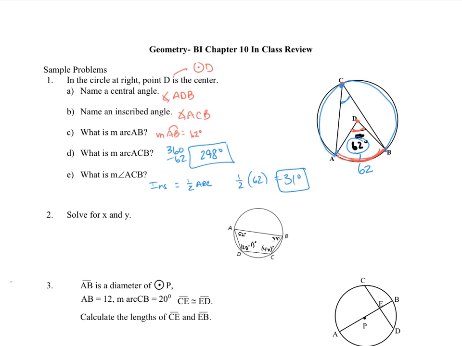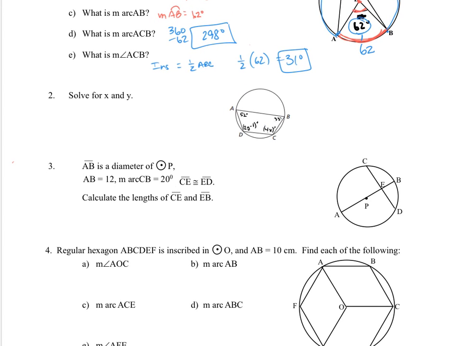Okay, in problem number 2, you are asked to solve for x and y. So let's clarify what these say. This should say right here 2y minus 1 if you can't read that so well. But the key is to understand that if you have a quadrilateral inscribed in a circle, the opposite angles will add up to be 180. So 52 plus the 4x will be 180.